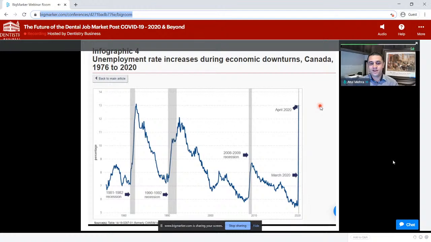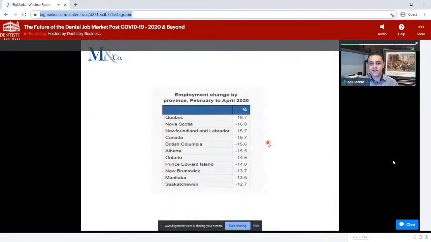Now, I expect the unemployment rate is not going to stay at 13% because a lot of that is temporary, and it may shoot back down to maybe 8, 9, 10% over time, but then it may still spike back up. So we have to expect that. In terms of the current unemployment rates during the lockdown period, no province or territory was unscathed. It was pretty much a national effect in Canada, globally, as well as the United States.